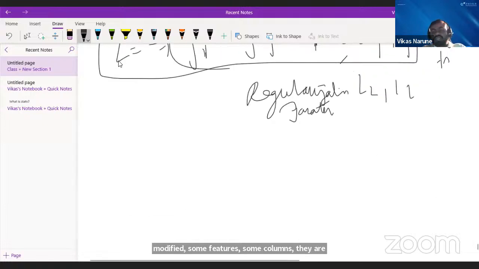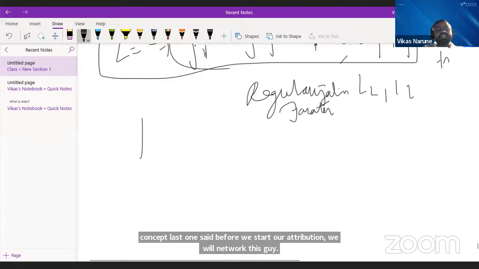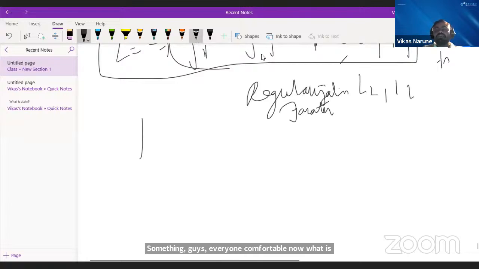And the last concept before we start our artificial neural network, guys, everyone comfortable now? What is pruning? What is regularization? What is overfitting? What is underfitting? Any questions? Any doubts, guys? As of now, everyone comfortable with this concept? Why is overfitting happening? Why is underfitting happening? What is the difference between them? How to identify them? All right, Kazi Bashir, thank you for the confirmation, guys.